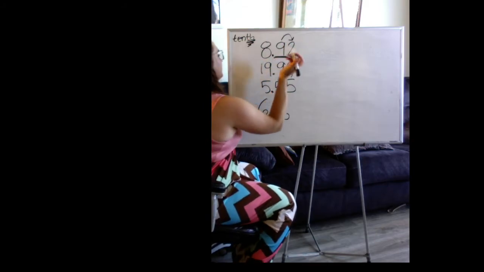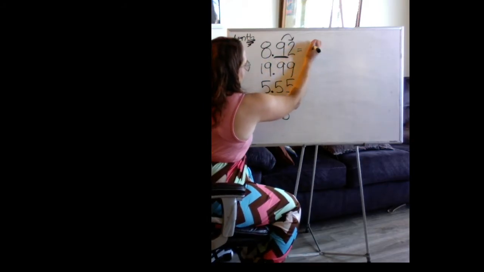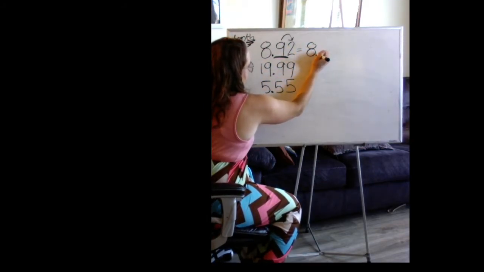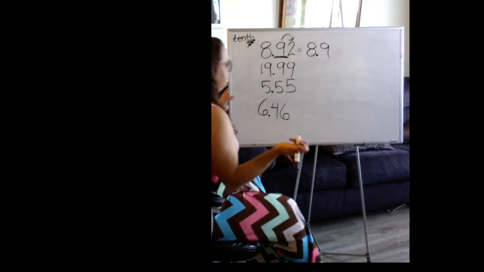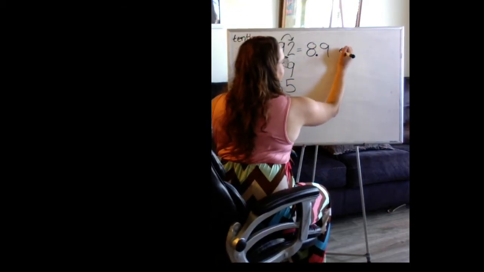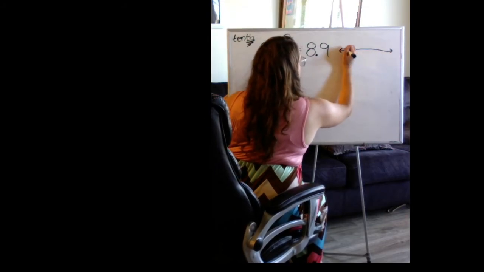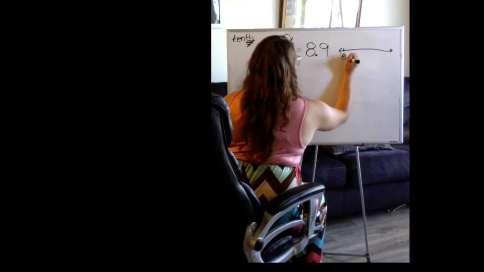So my 2 is obviously 4 and below. So my 8 and 9 stay the same. So my answer is 8 and 9/10. Now if I do this with my midpoint, this might be a little tricky if you're not as familiar with decimals, but don't be intimidated.